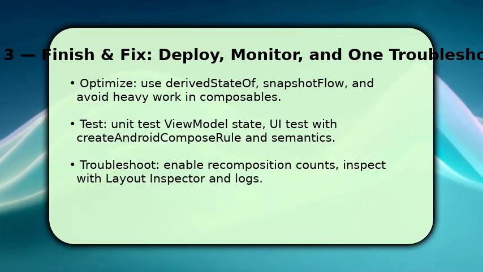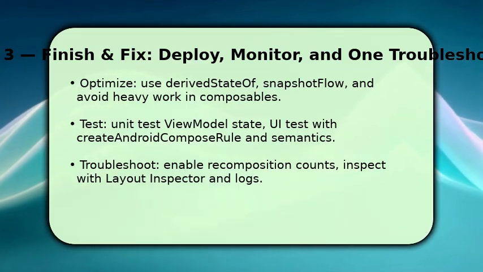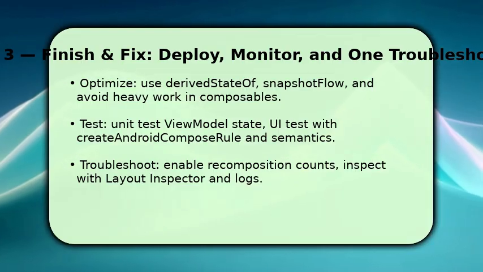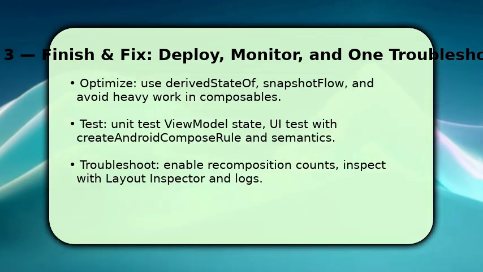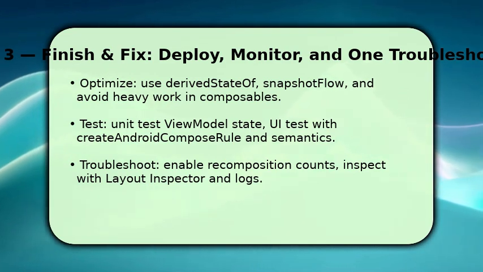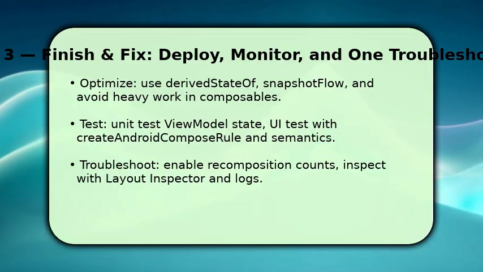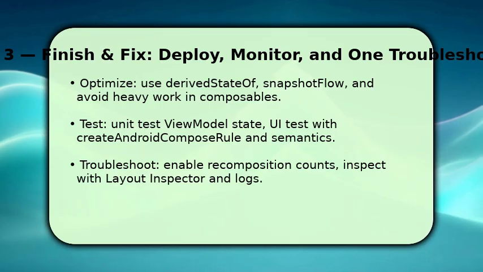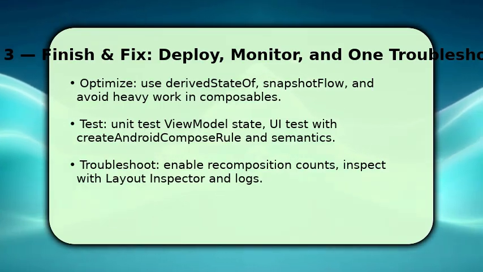Then, write unit tests for ViewModel logic and UI tests with createAndroidComposeRule to assert semantics and interactions. Finally, if visuals or state misbehave, enable recomposition counts and use Layout Inspector plus simple logging to trace state updates. This single troubleshooting approach often reveals misplaced state or costly recompositions.